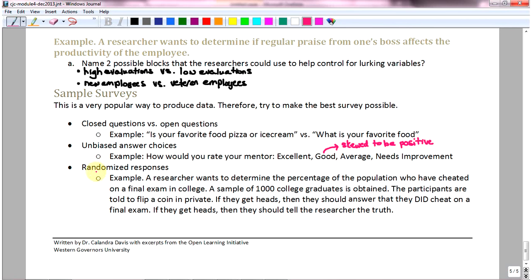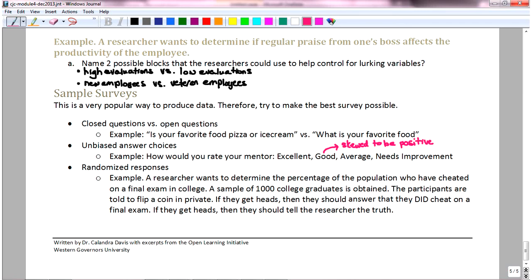Okay, and lastly, randomized responses. This is a way to try to get more reliable results from a survey if you're asking sensitive questions. So this is an example of when a randomized response may be helpful. Suppose a researcher wants to determine the percentage of the population who have cheated on a final exam in college. A sample of 1,000 college graduates is obtained.